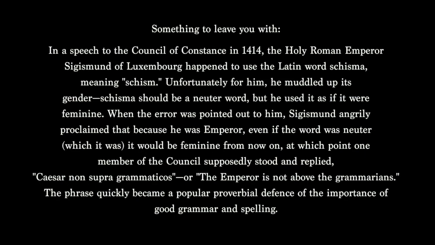Something to leave you with. In a speech at the Council of Constance in 1414, the Holy Roman Emperor Sigismund of Luxembourg happened to use the Latin word schisma, meaning schism. Unfortunately for him, he muddled up its gender. Schisma should be a neuter word, but he used it as if it were feminine. When the error was pointed out to him, Sigismund angrily proclaimed that because he was emperor, even if the word was neuter, it would be feminine from now on. At which point, one member of the council supposedly stood and replied, "Caesar non supra grammaticos," or "the emperor is not above the grammarians." The phrase quickly became a popular proverbial defense of the importance of good grammar and spelling.